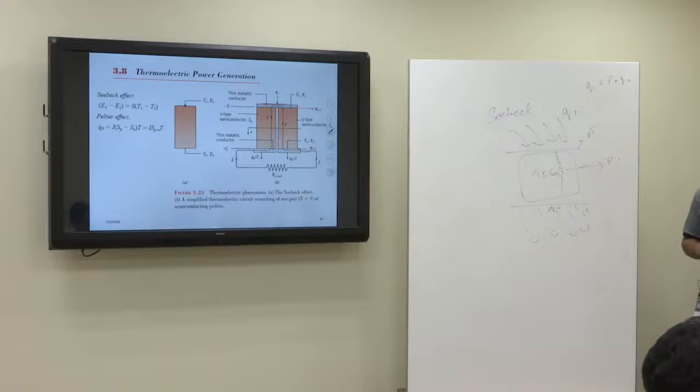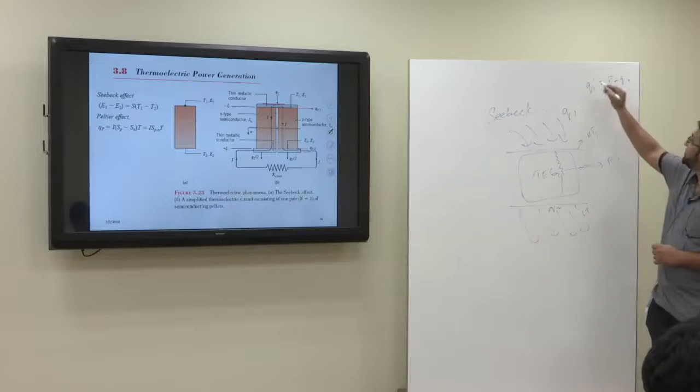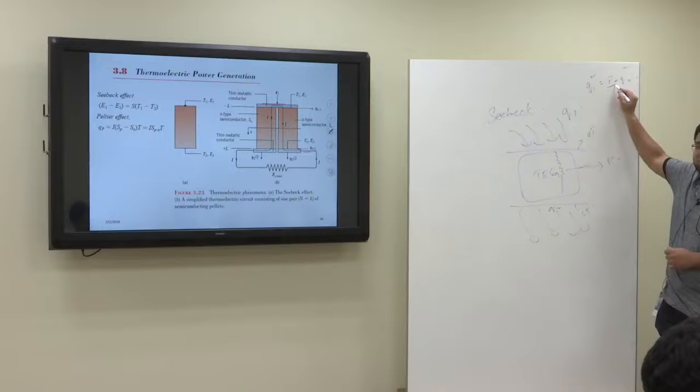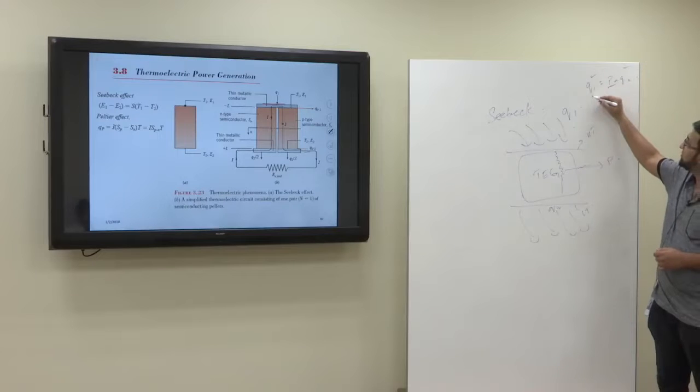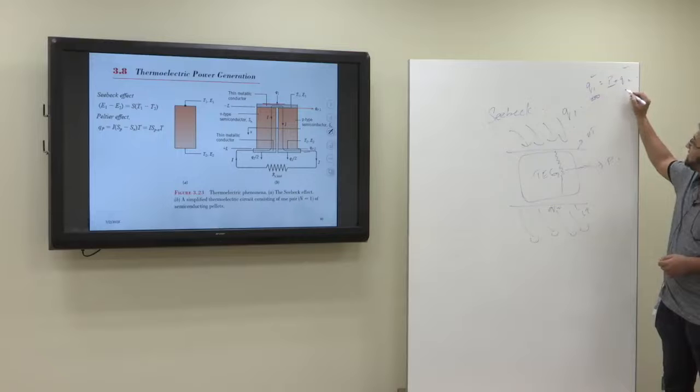Is it clear? Now remember, this Q1 is very high, Q2 is very high, P is very, very small. So suppose Q1 is 1000, Q2 is 998, then P will be 2.